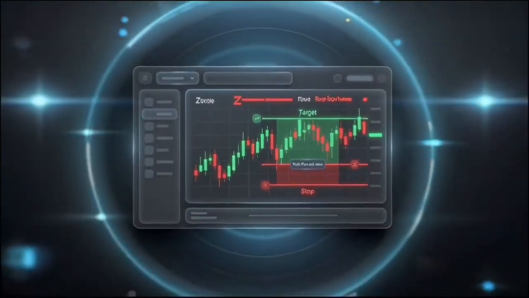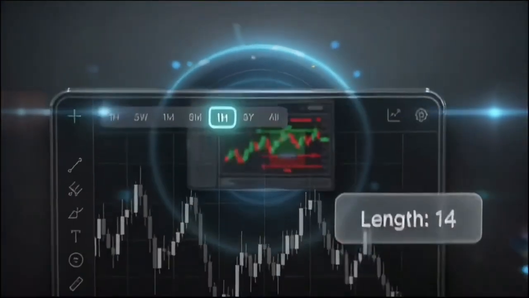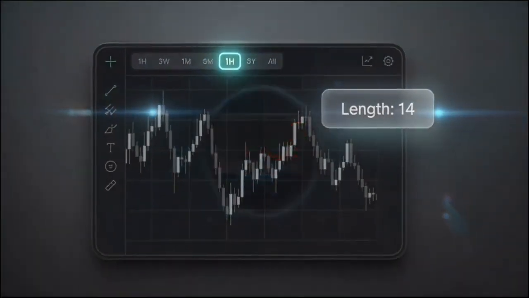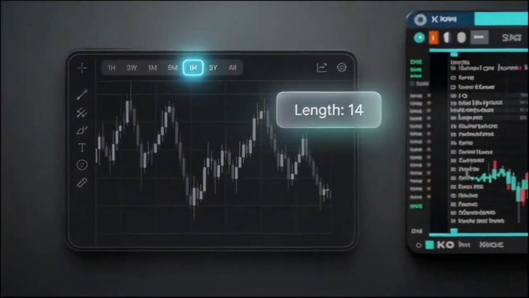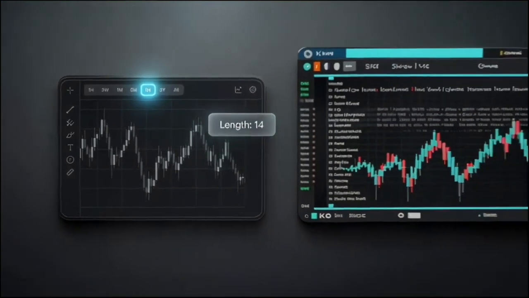On to the 1-hour chart. The swing option is length 14, roughly 2 trading days of hourly candles, and the standard for deciding whether a market is worth a swing position at all.